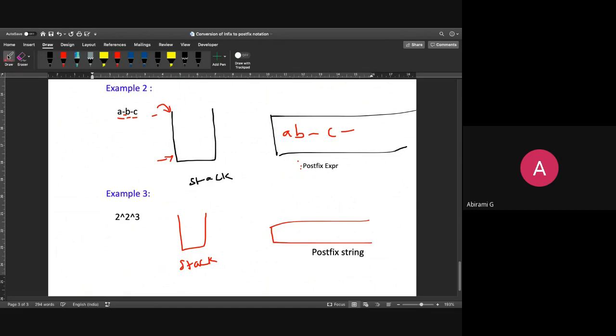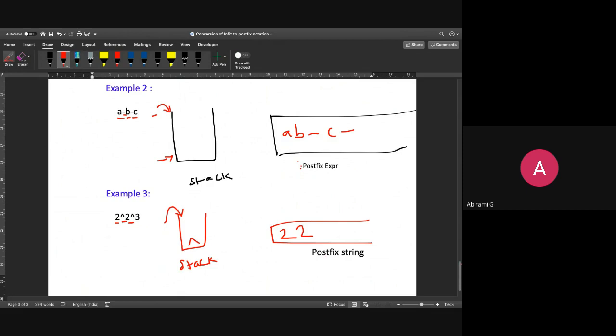Read the first input symbol, that is 2. 2 is an operand, so place it into the postfix expression string. Then read the next input symbol, that is the exponent operator. It is an operator, so push it into the stack. Since the stack is empty, we can directly push it. Then the next input symbol is an operand, 2, so place it into the postfix string.